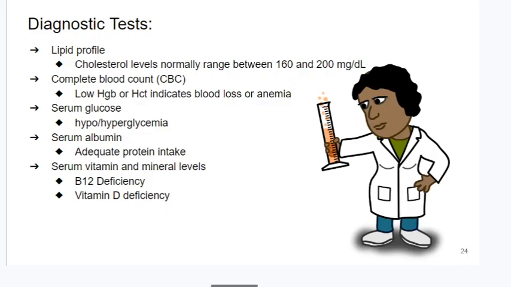Serum glucose, we are checking for those that maybe have diabetes, hypo or hyperglycemia. Serum albumin, adequate protein intake. Serum vitamins do include those B12 deficiencies, and then I briefly mentioned the vitamin D deficiencies.